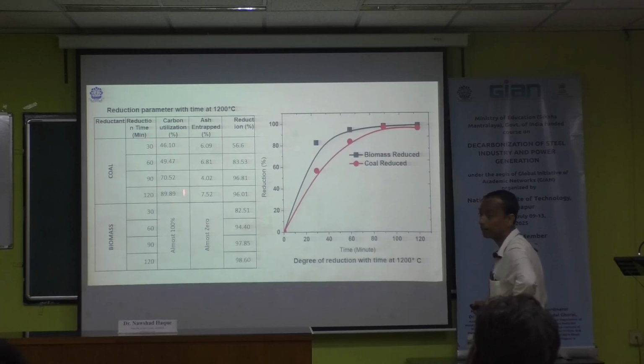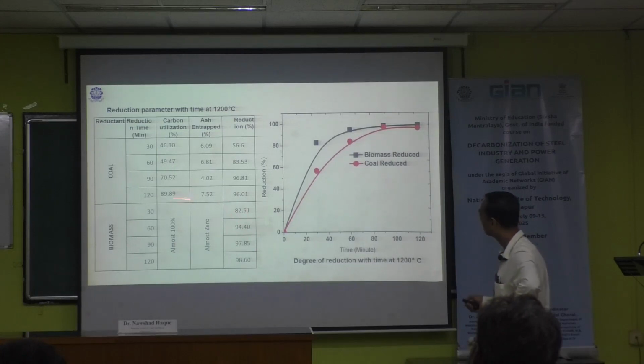Carbon utilization, this is the carbon utilization. How much carbon is utilized? 46%, which increases up to 89%. As entrapment, you can see here, as entrapment is increasing, it should be increased, but this was done by BTech students. Some error may come, but as entrapment it is increasing. Okay, the percentage of reduction you can see goes up to 96%. Okay. In case of biomass, almost similar but a higher degree of reduction.